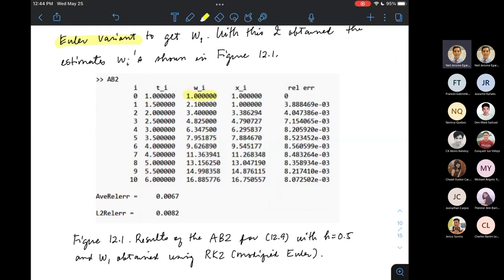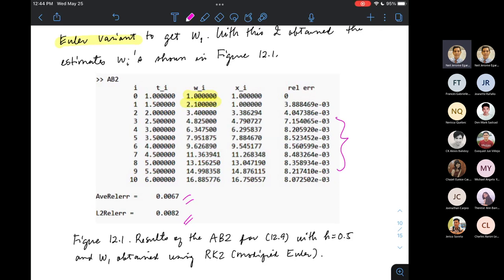So ito, initial condition, ito nanggaling sa modified Euler, and then the rest were computed using the formula that we derived for 12.1. And you see that the average relative error is quite good. It's below 1%. Tapos yung L2 relative error din ay mababa rin kesa kay 1%. So I say I get a good result coming from AB2.